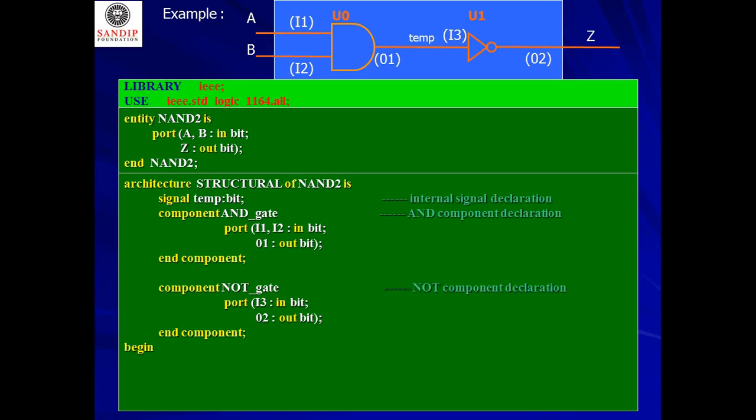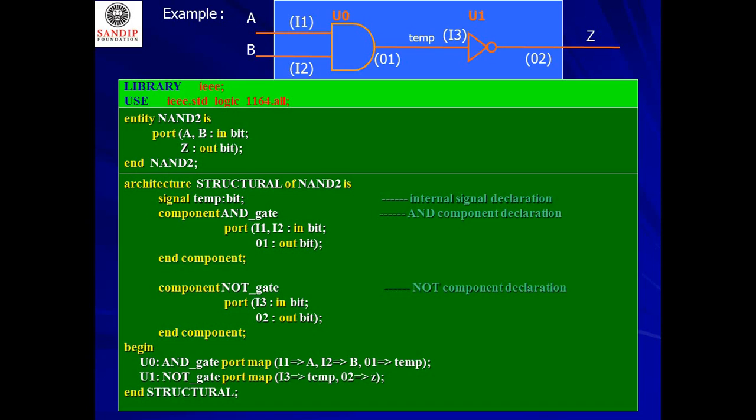After component declaration, you have to start with the code after writing the begin. Then first identifier U0, which is a label of first component, U0 colon AND_gate port map. I1 is connected to the A, I2 is connected to the B, and O1 is connected to the temp. Similar way, second component U1 NOT_gate port map. I3 is connected to the temp, O2 is connected to the Z.